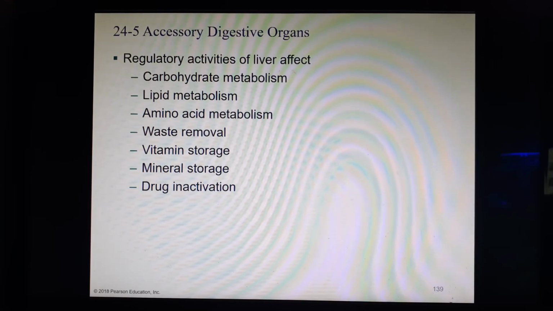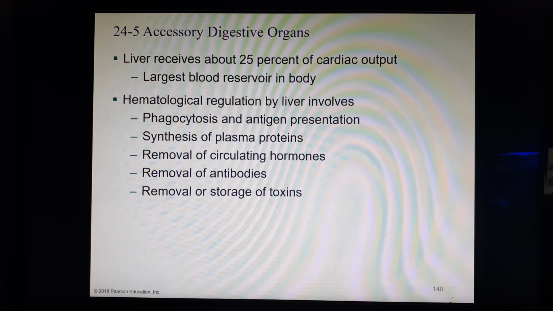So it also controls carbohydrate metabolism, lipid metabolism, amino acid metabolism, waste removal, vitamin storage, mineral storage, and inactivation of drugs. Very, very busy organ. Also, since it has all this metabolic function, it's going to need a lot of oxygen. It gets about 25% of the total cardiac output. It's one of the organs that gets the most blood.